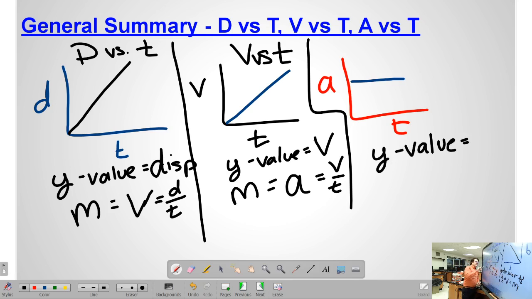If you really paid attention to the reading last week, you'll know what the slope of acceleration versus time graph tells you. We will never calculate it. I just think it's a funny word.